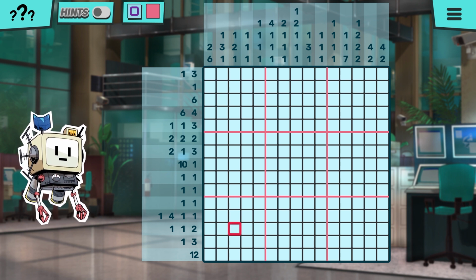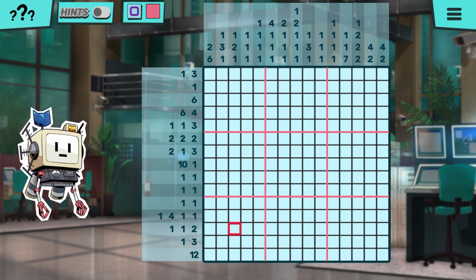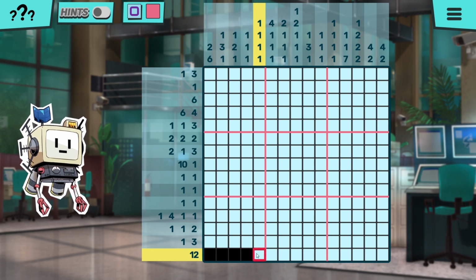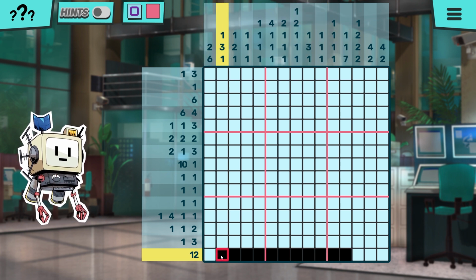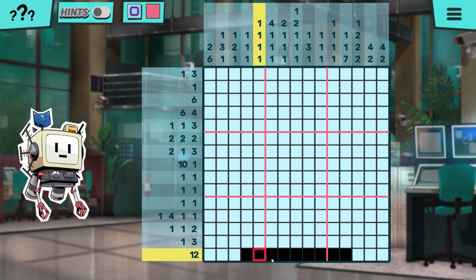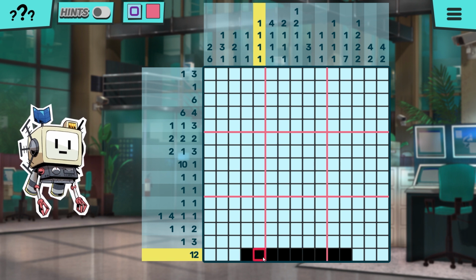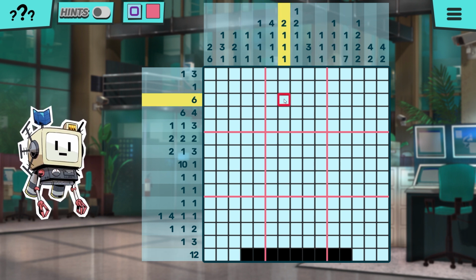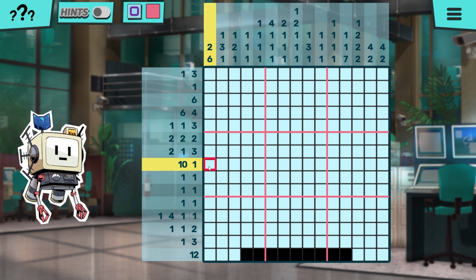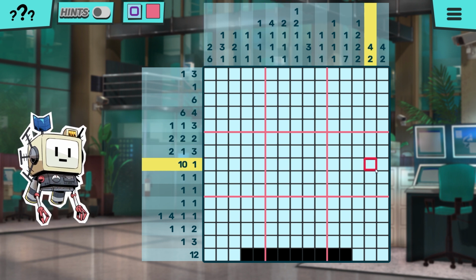Alright. So first off... 12. That looks promising. So, 3-point swing. Which means that this is definite right here, at the very least. Anything else of interest? Well, this is a 10-1.